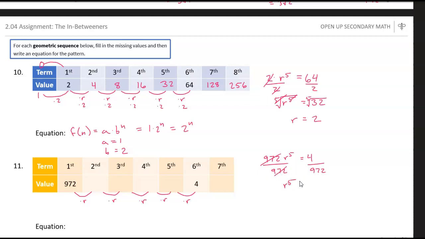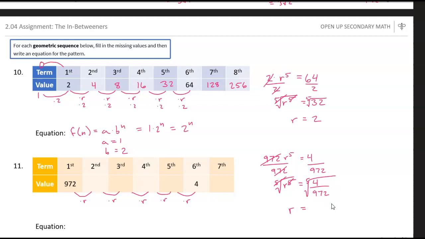We get R to the 5th equals, now this is going to be a tiny number, right? 4 divided by 972 is going to be super small. It's going to be a fraction. I get 0.00411522 in my calculator. But I'm actually just going to leave it as this fraction for now. So I can 5th root this and 5th root this. The 5th root and this 5th will cancel, and I get R equals, and I just need to put this whole thing in my calculator.